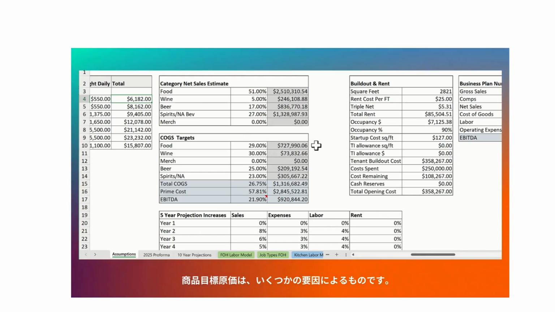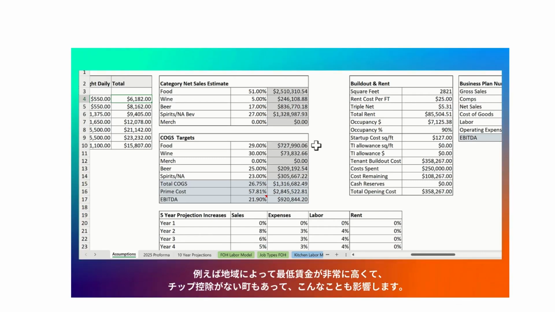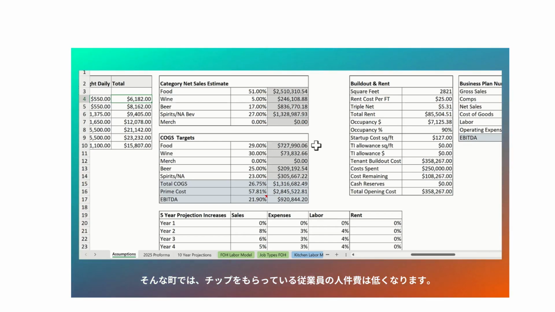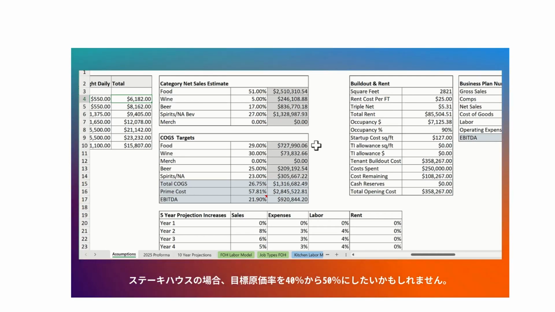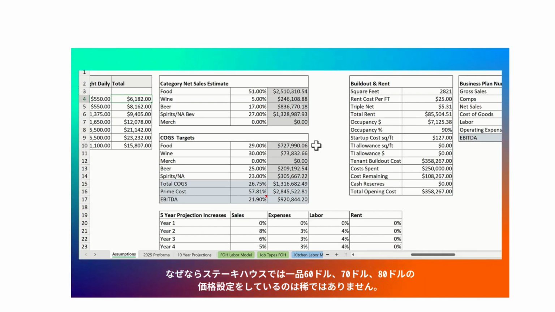Your cost of goods targets may vary based on several things. One reason is if you're in an area of the country that has a very high minimum wage without a tip credit, which would lower the labor for tipped employees, you may have to have a lower cost of goods target in order to keep your restaurant profitable. In those situations, you may want a cost of goods target anywhere from 25 to 27%. If you are a steakhouse, you may want closer to a 40 or 50% cost of goods, because in a steakhouse, you might be charging $60, $70, $80 for a particular entree.